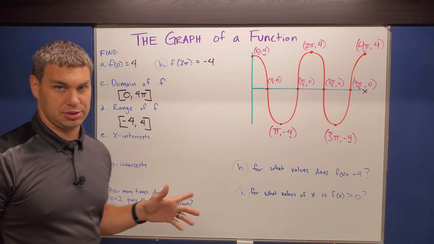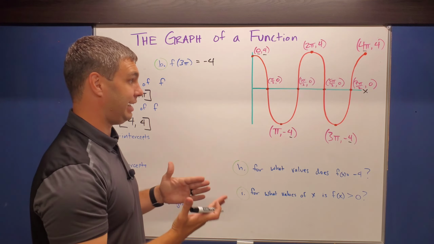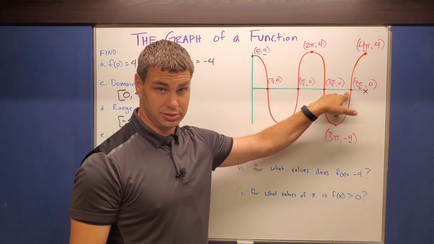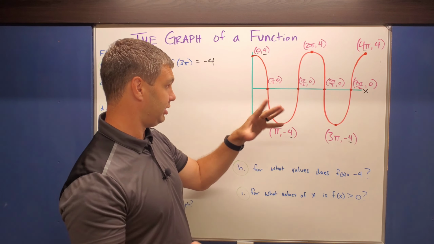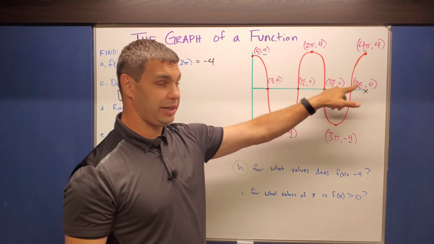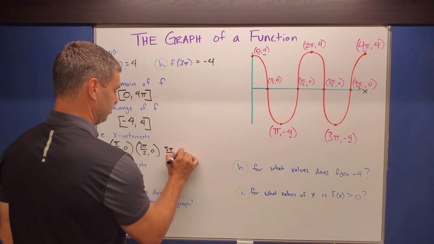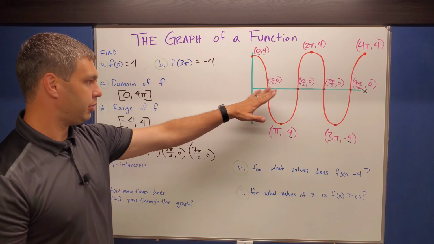The x-intercepts, where does this thing actually cross the x-axis? If this is my x-axis, it crosses 1, 2, 3, 4 of those different spots. So I'm going to go ahead and rewrite each of these as ordered pairs for my x-intercepts. I'll do that quick for you. All right, so we have all 4 of those listed out.